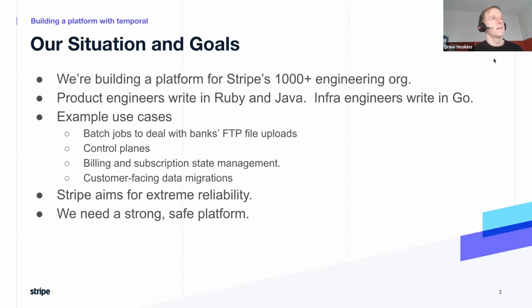We have a large engineering org, and we have three different languages that they use: Ruby, Java, and Go. We want to support all of them. We're building this as a platform for a lot of different teams, with use cases ranging from control planes to money movement to billing and subscription management. To frame all of this, if you know anything about Stripe, you probably aren't surprised to know that reliability is our number one issue. I'm ex-Facebook, and I always say that privacy is to Facebook as reliability is to Stripe. So we need these workflows that people are writing to be very robust.